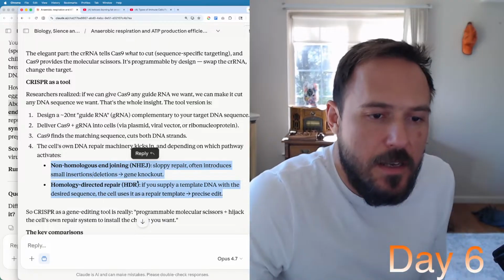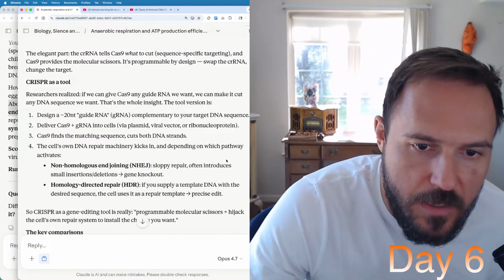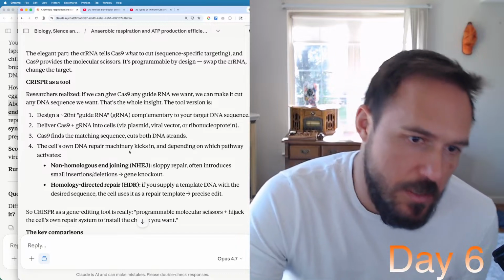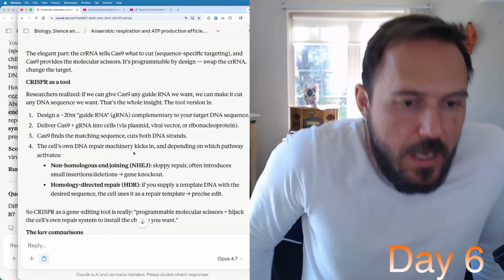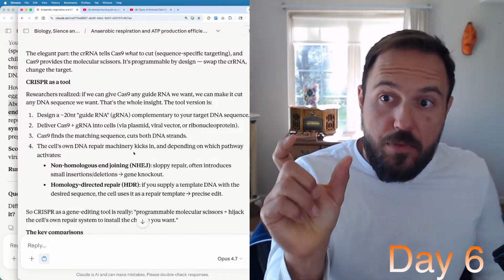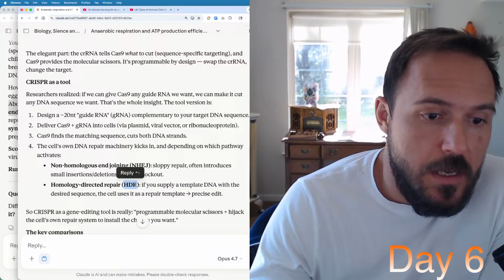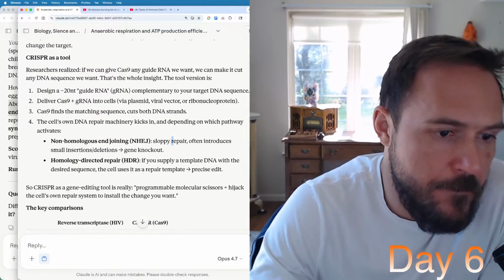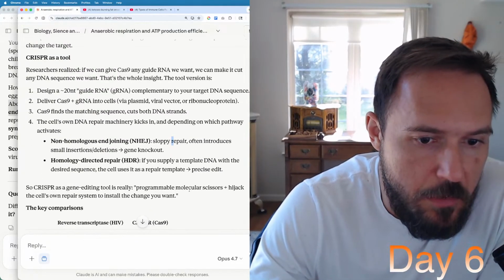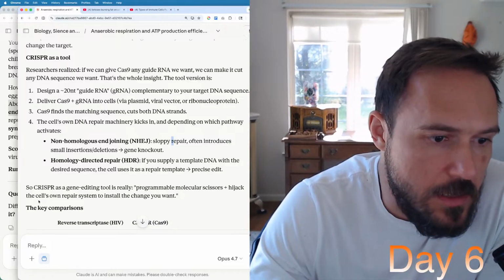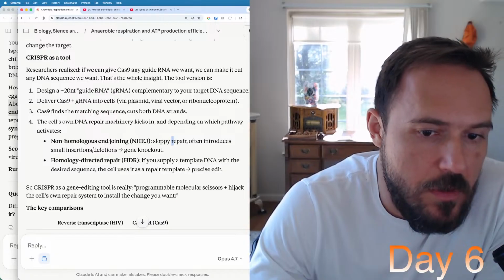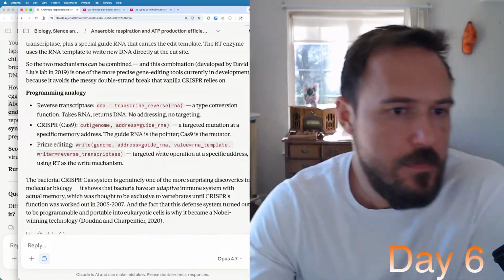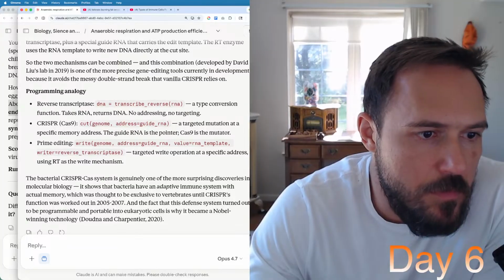Interesting. So there is a self-repair machinery. DNA repair machinery exists in our cells, and if we supply chunks that actually fit into the proper place, it will do HDR. If we don't supply it, then it just basically cuts the knot. It's really programmable molecular scissors plus hijacking the cell's own repair system to install the change you want. Yes. The key comparison.